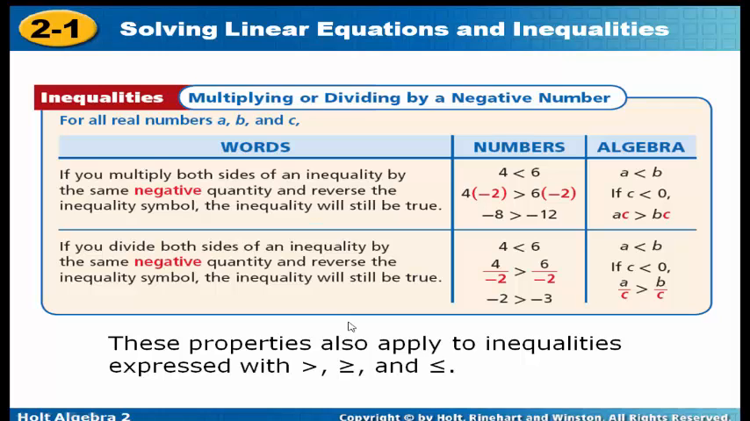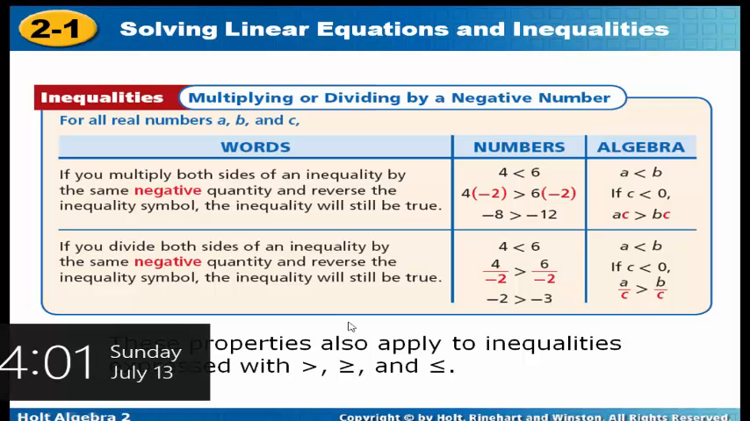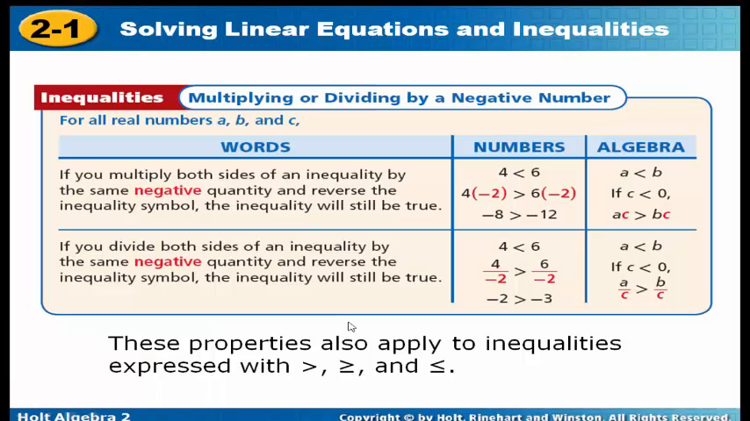And also in division, 4 is smaller than 6. If you divide both sides by negative 2, we get negative 2 and negative 3, but negative 2 is greater than negative 3. So we have to switch the sign. These properties also apply to inequalities expressed with greater than or equal and smaller than or equal.